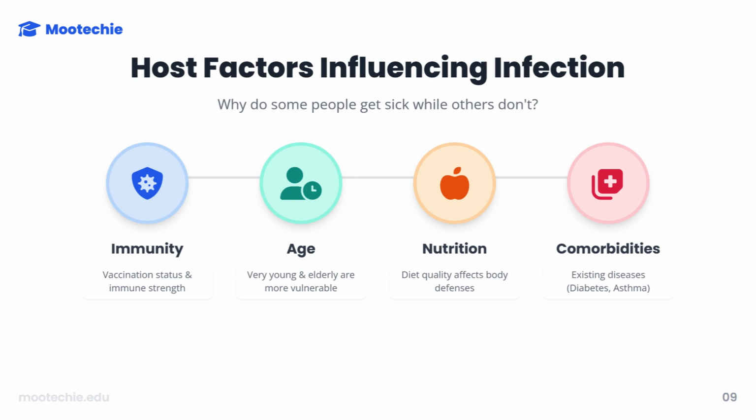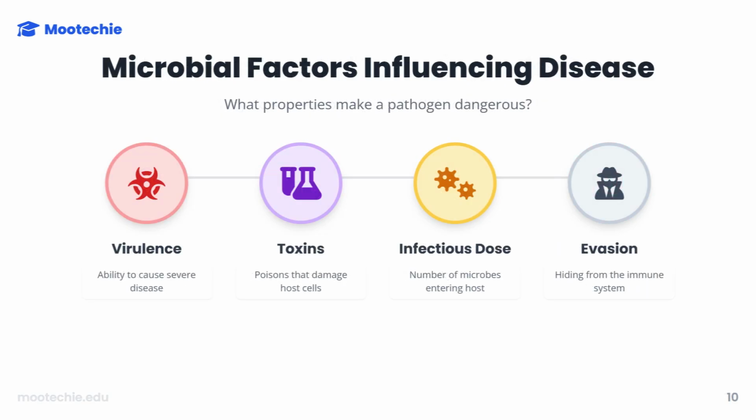Now, let us look at microbial factors influencing disease, focusing on what makes a pathogen dangerous. First, virulence. This is the ability of a microbe to cause severe disease. Second, toxins. Some microbes produce poisons that damage host cells directly. Third, infectious dose. This refers to the number of microbes required to initiate infection. Finally, evasion. Some pathogens can hide from the immune system, allowing them to survive longer in the host. These properties determine disease severity.